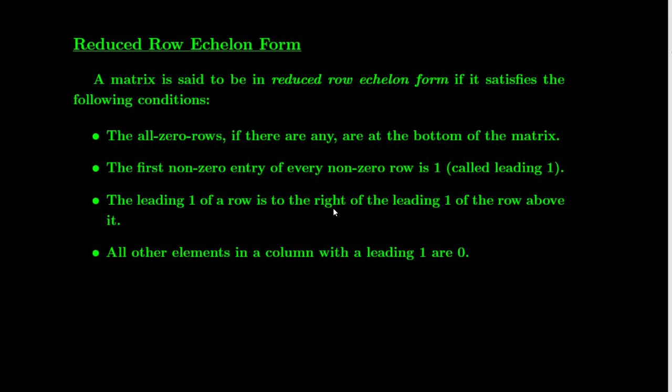On Friday, we also defined row-reduced echelon form. A matrix is in row-reduced echelon form if all the 4 conditions are satisfied.